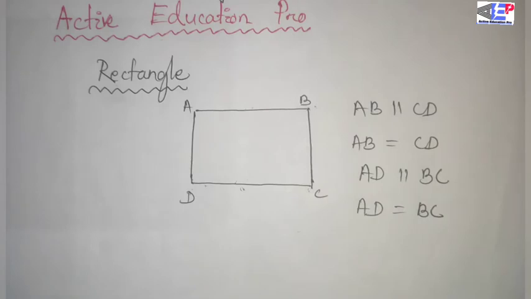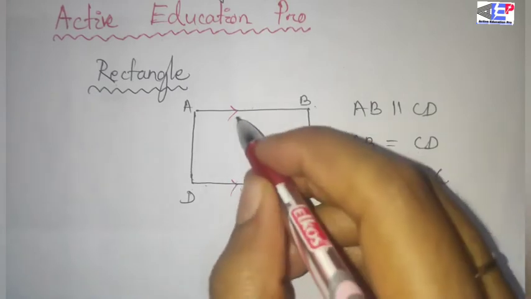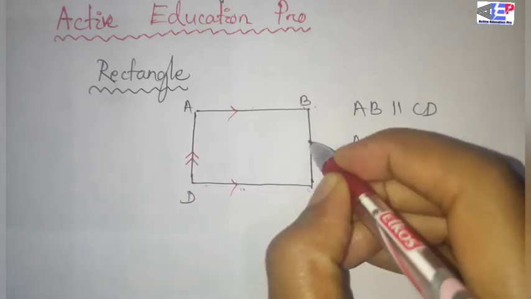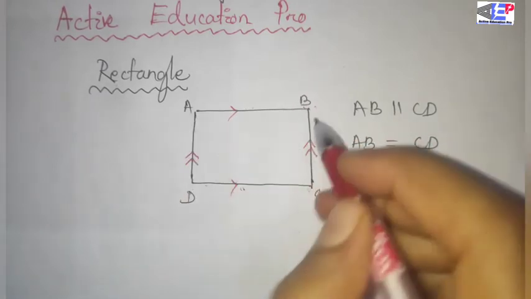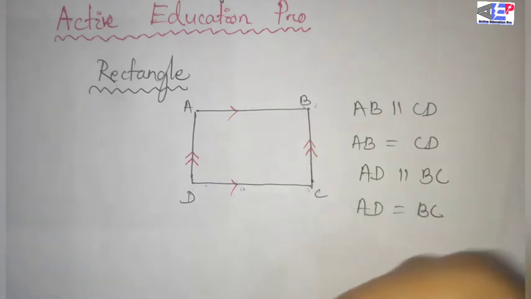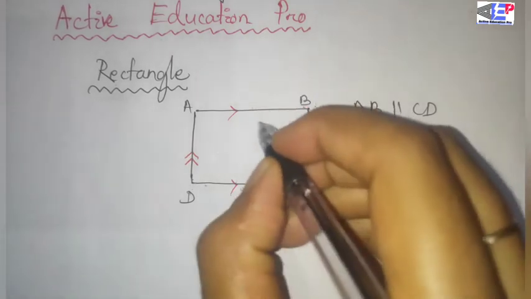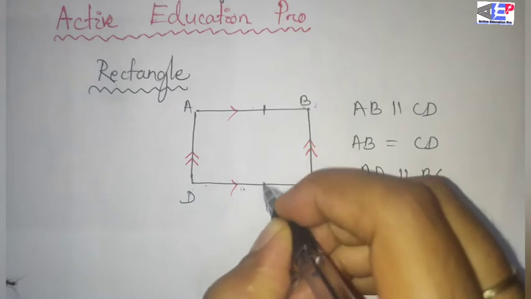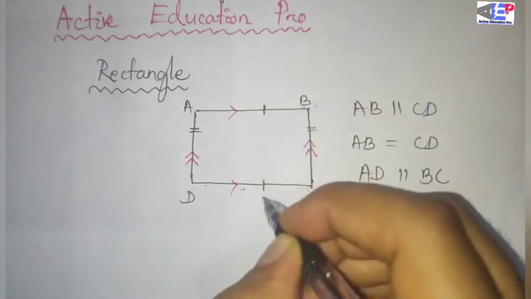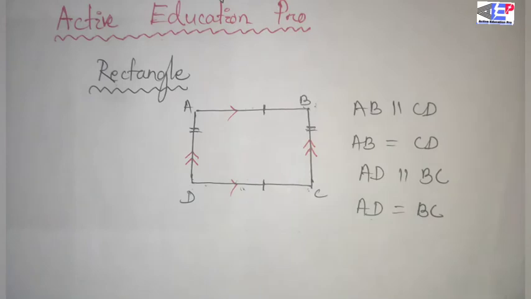So here I have put arrow marks in red color pen to show parallel. Here AB is parallel to CD, and AD and BC are parallel to each other by putting a double arrow mark. And another condition in a rectangle is that AB is equal to CD and AD is equal to BC, means opposite sides are same. By putting short dotted lines, here I marked that these opposite sides are same in length.